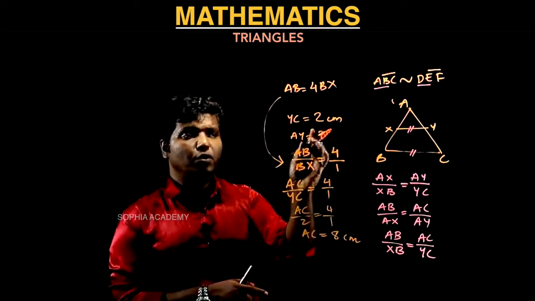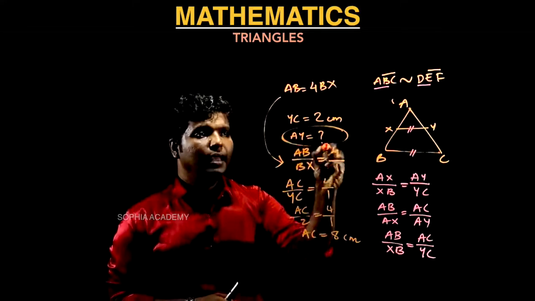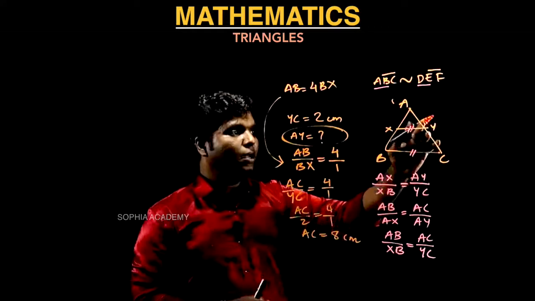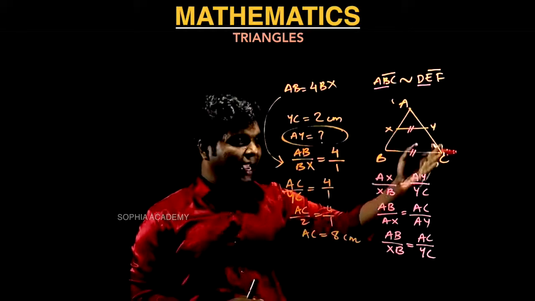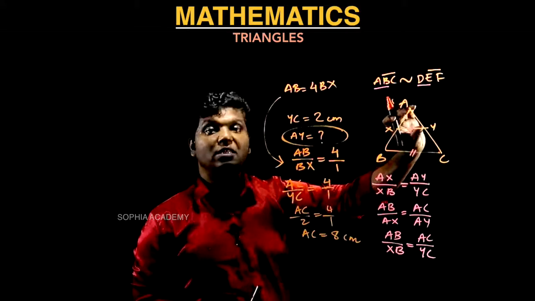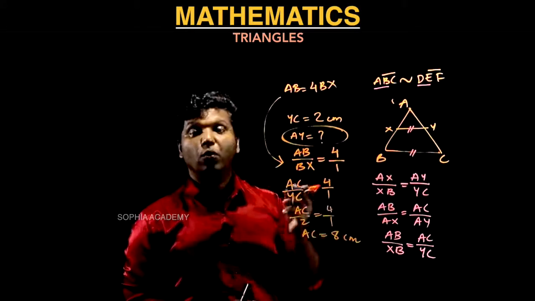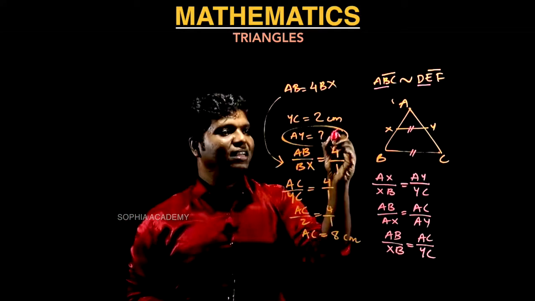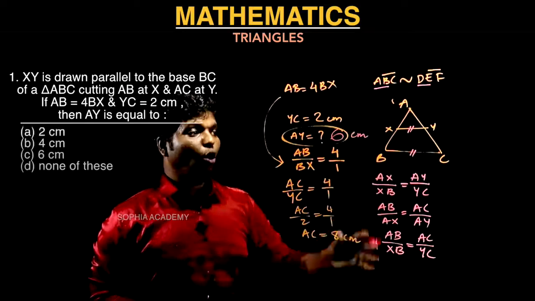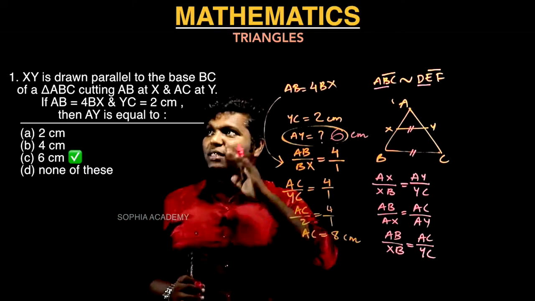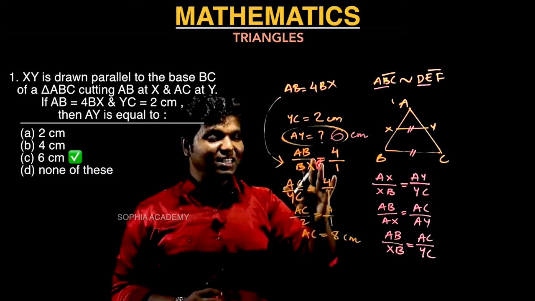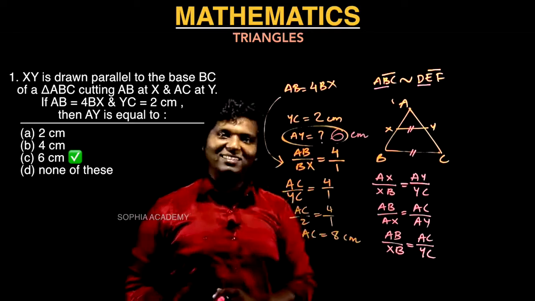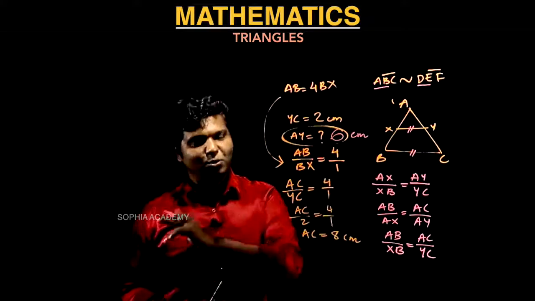Is it AC which you want to find? No. You want to find AY. So total AC is 8 centimeter and YC is already given 2 centimeter. AC is 8, this much is 2, so how much will this much be? 8 minus 2, that is 6. So we will say AY is 6 centimeter. In the options, option number 3 is the correct answer for the question, so we will mark that one. AY is equal to 6 centimeter is the right answer. Hope you understood this one, right? Going to the next question, question number 2.